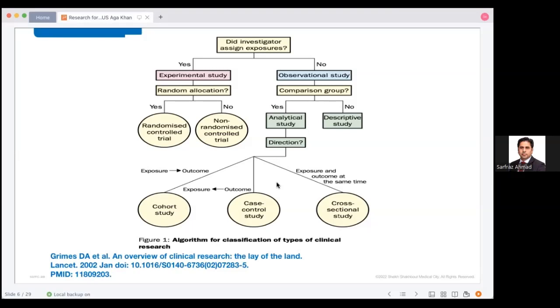We just learn as we progress in our career. But this paper gives a very nice introduction to the different types of studies: the meaning of cohort study, case control study and cross-sectional study, and similarly randomized and non-randomized trials, and various other studies. So I will strongly encourage all the residents to take a screenshot of this slide and read this paper to get a basic understanding of the different types of clinical studies.